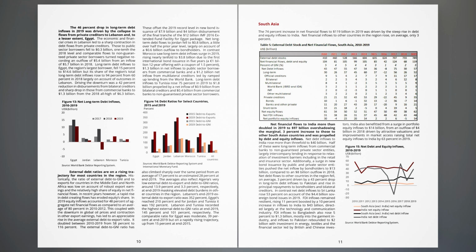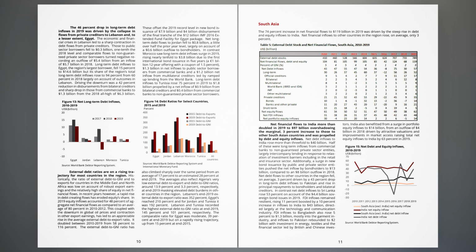Long-term debt inflows to Egypt, the region's largest borrower, fell 15% to $14.6 billion, but its share of the region's total long-term debt inflows rose to 94% from 60% in 2018, largely on account of outcomes in Lebanon. Driving the downturn was a 42% reduction in disbursements from bilateral creditors and a sharp drop in those from commercial banks to $1.3 billion from the 2018 all-time high of $6.3 billion. These offset the 2019 record level in new bond issuance of $7.9 billion and the $4 billion disbursement of the final tranche of the $12 billion IMF 2016 Extended Fund Facility for Egypt package.